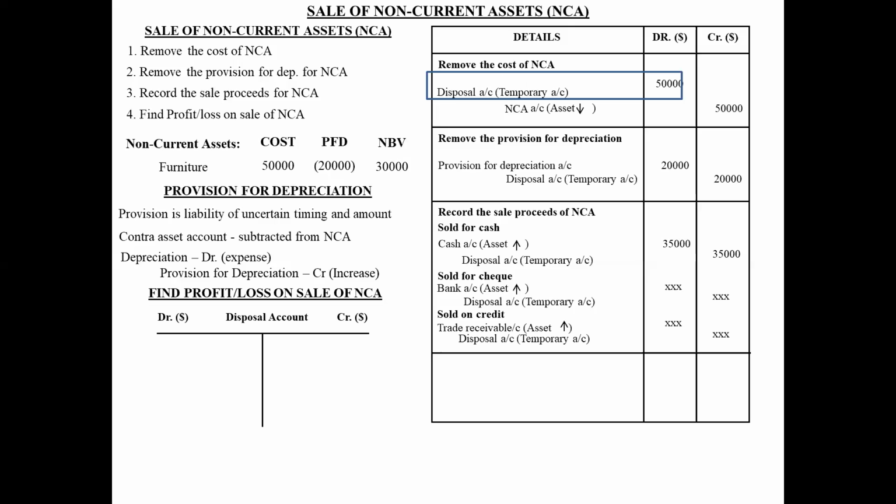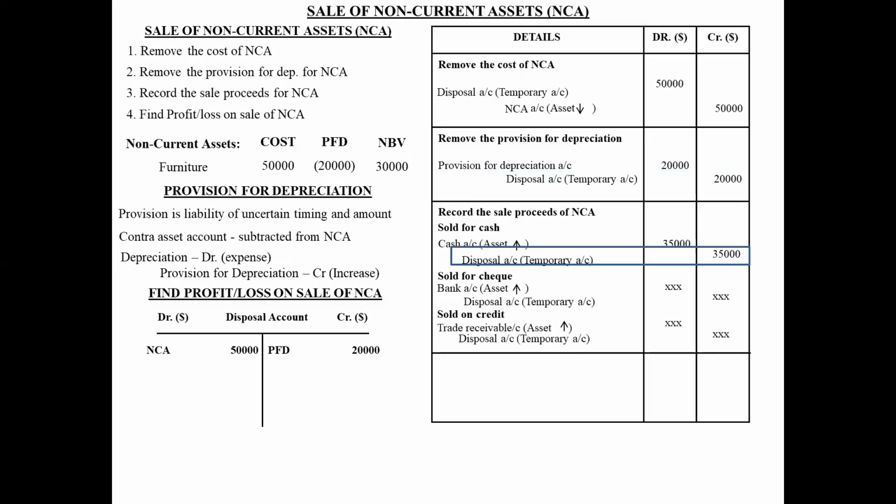But why is it on the debit side? Because of NCA. And the cost is 50,000. So write NCA 50,000 on the debit side of disposal account. In the second entry, you can see disposal account is on the credit side. And why is it credit? Because of provision for depreciation. So write provision for depreciation 20,000. In the third entry, you can see disposal account is again written on the credit side. And why is it credit? Because of cash. So write cash over here.